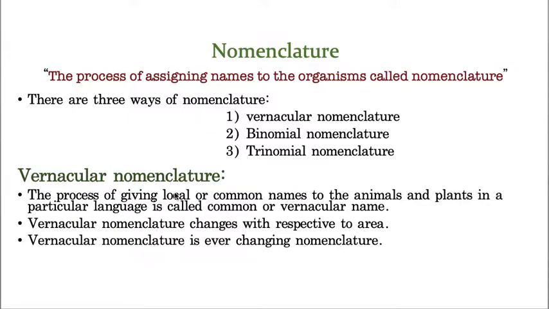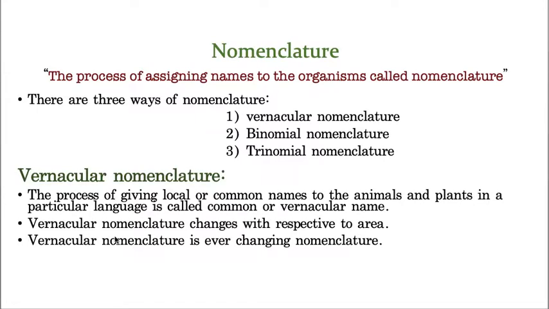For example, a person living in Mumbai will name it in Hindi, and a person living in Karnataka will use Kannada. Like that, giving local names changes from one state to another state, one region to another region. That is the reason why vernacular nomenclature changes from one area to another area. That is why it is not called a fixed nomenclature. It is an ever changing nomenclature. Hope you understand what is vernacular nomenclature.